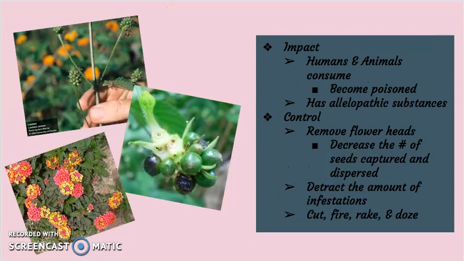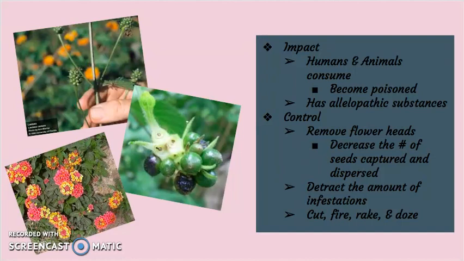Impact. Humans and animals have had a major impact on the Lantana camara. If humans or animals consume this fruit and it is unripened, they can get poisoned. It also has an allelopathic substance in its roots which inhibits the growth of nearby plants. However, they have found ways to control the amount of seeds produced and left for dispersion.